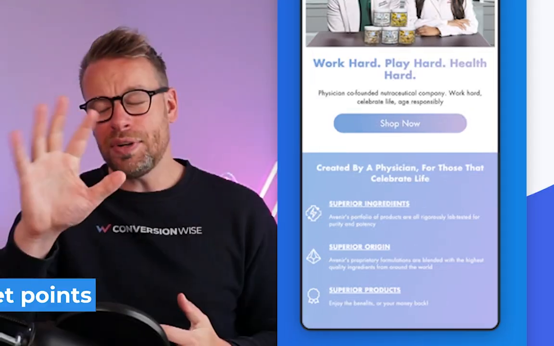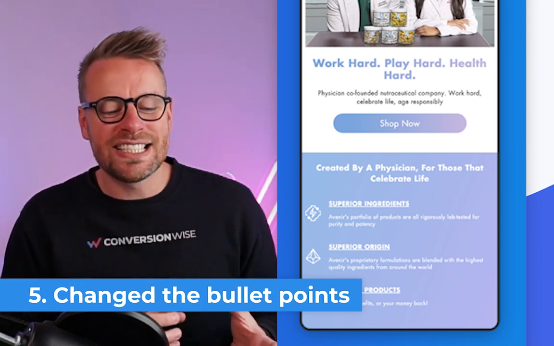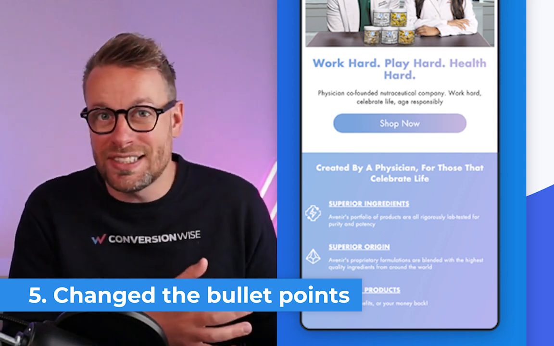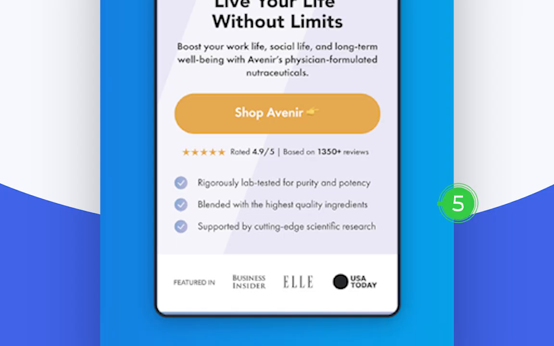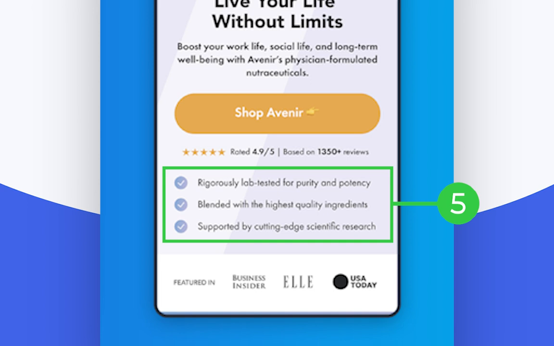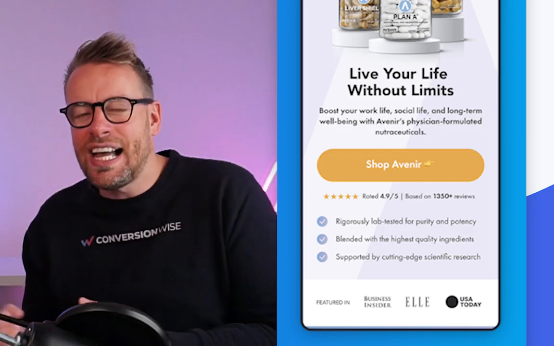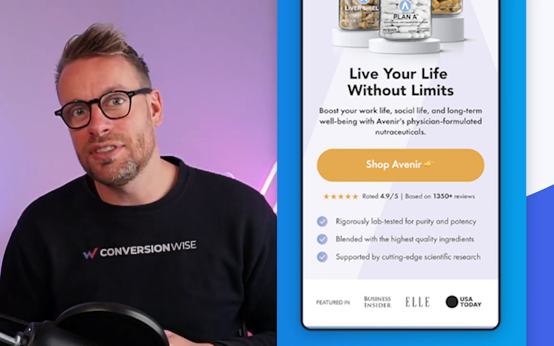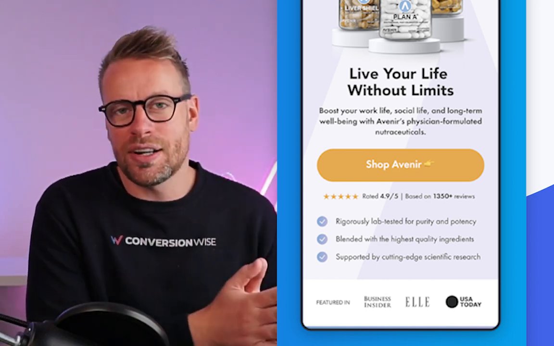And point number 5 is we've changed their feature and scientifically led bullet points that they've used above the fold and flipped them into simpler and easier to understand benefits that actually help the consumer visualize the outcome they're going to get when they take the product itself.